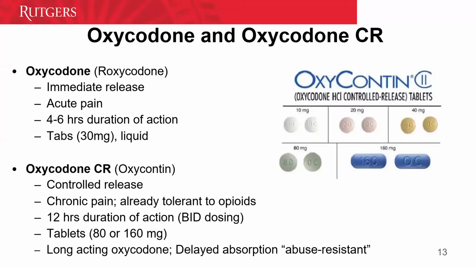And oxycodone and oxycodone CR, or controlled release, are two opioids you may have heard of before. Oxycodone has a shorter duration of action and an immediate release given for acute pain. Oxycontin is an extended release formulation of oxycodone with significant abuse potential. This is because it can be crushed, sniffed, and injected, leading to a powerful high lasting more than 8 hours. Even though Purdue Pharma aggressively marketed this long-acting extended release formulation as resistant to addiction, we know that this is not the case.